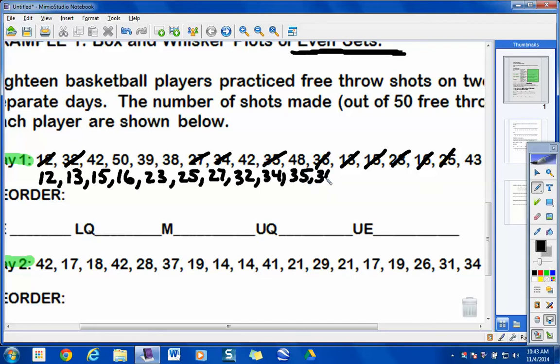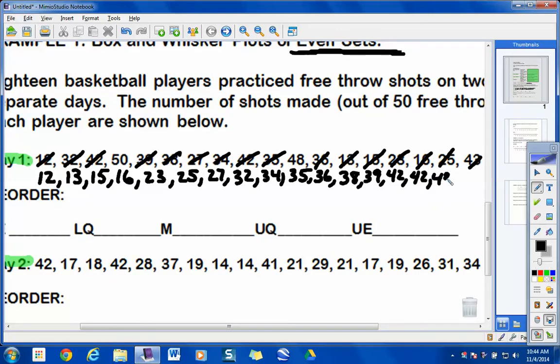36, 38. And then 39. 42. 42, 43, well, there's 2 42s, aren't there? Oh, yeah. 2 42s right here and here. Is there a 43 after that? Yeah. 43, 48, and then the last one's 50? Yeah. Okay, so let me squeeze that in over here.